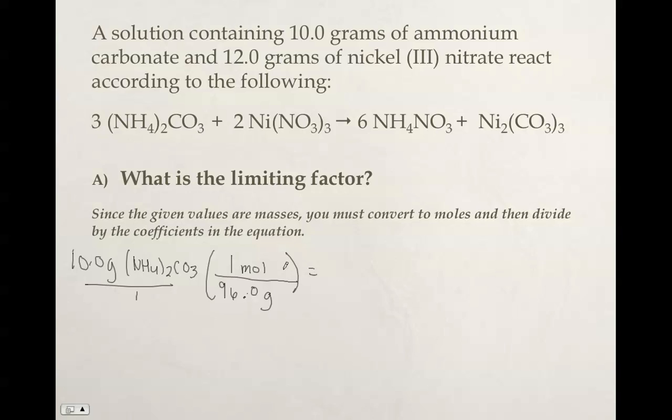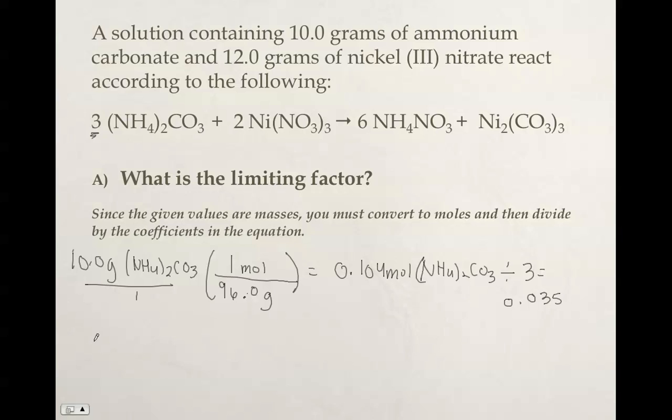I'm not filling in the formula here, but you should go ahead and fill that in on your notes. If we do that calculation, we get 0.104 moles of the (NH4)2CO3, ammonium carbonate. And then we're going to divide it by its coefficient. The coefficient for ammonium carbonate is up here, which is 3, and we then get that this is equal to 0.035.